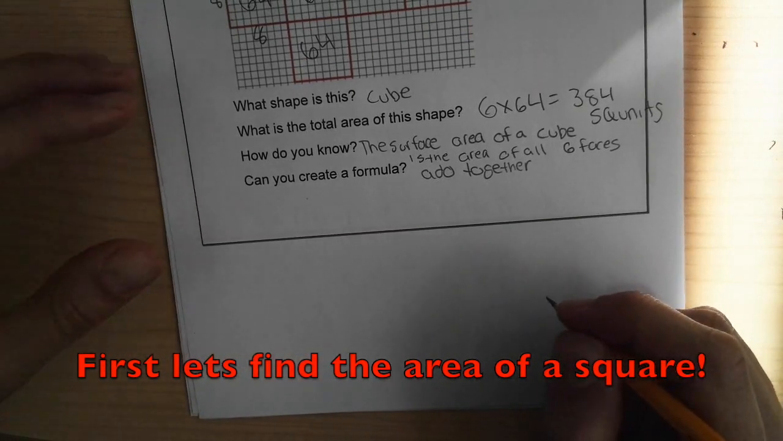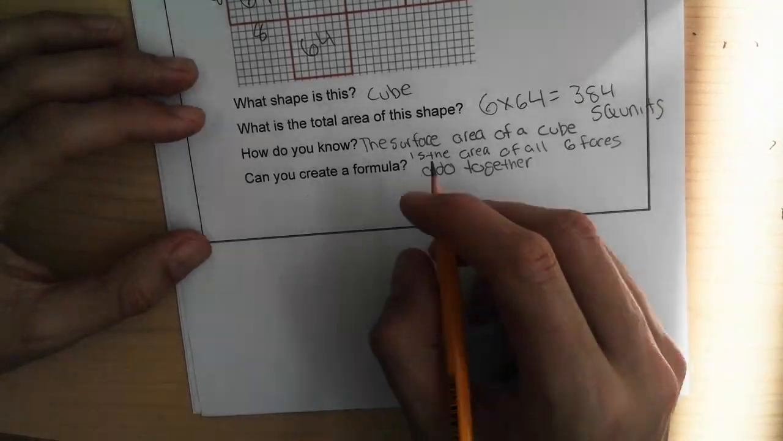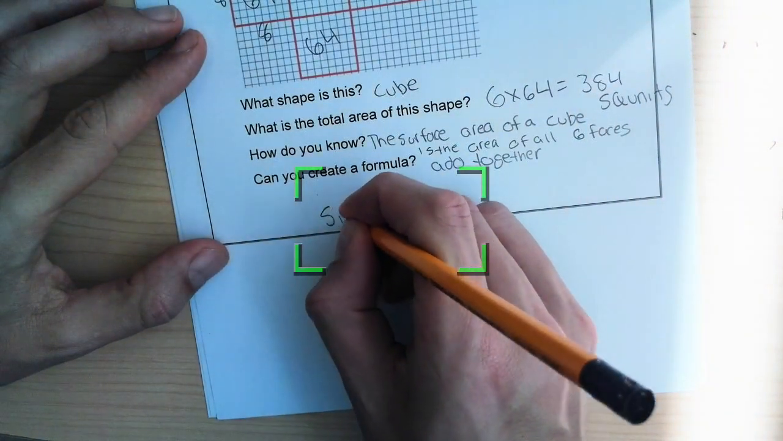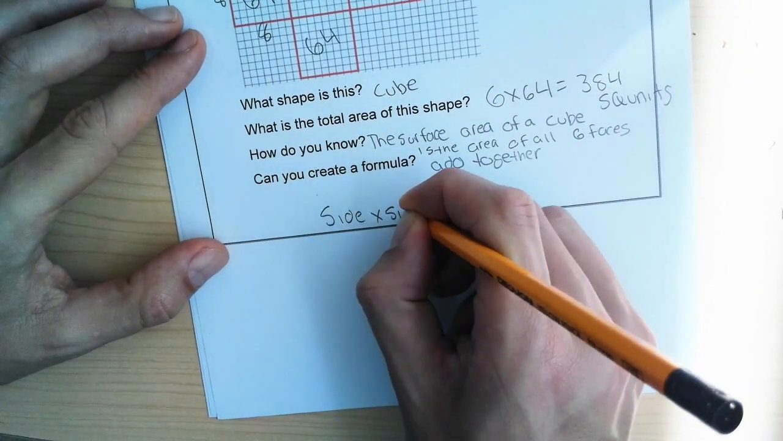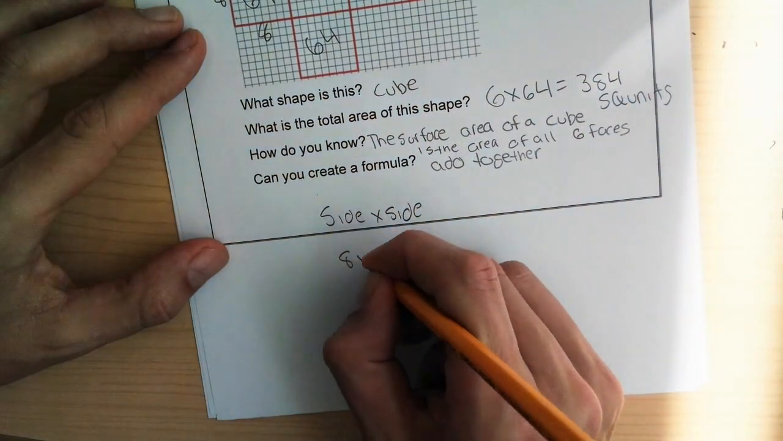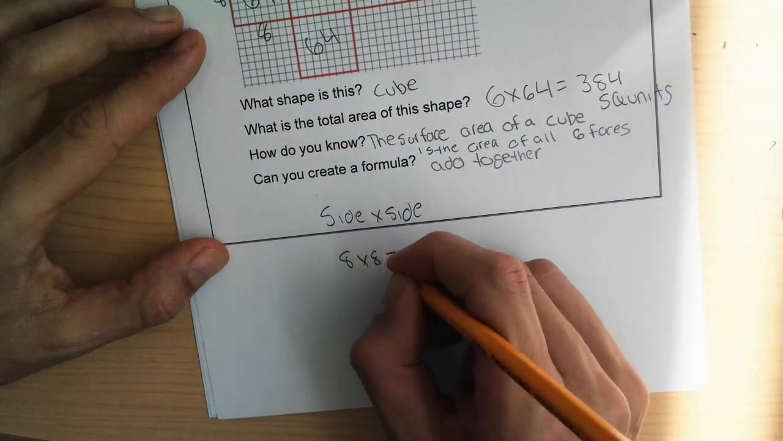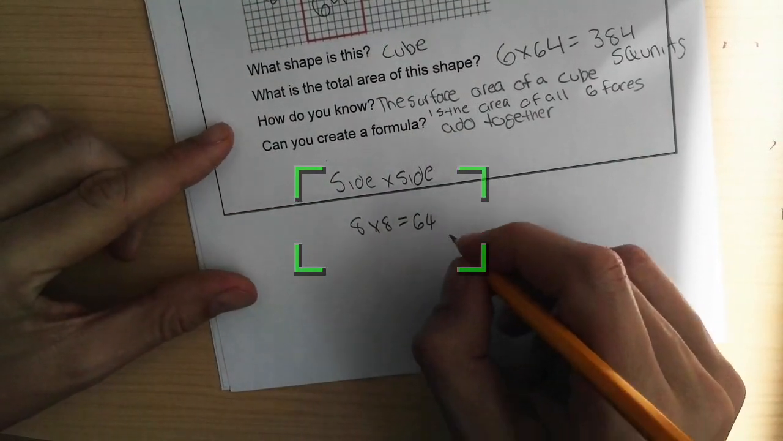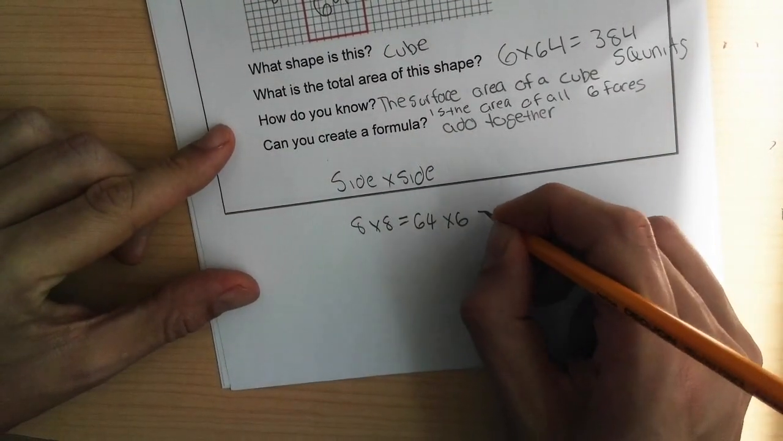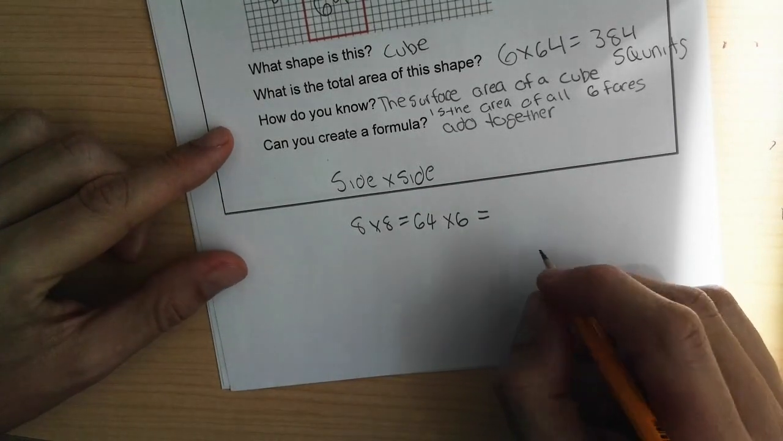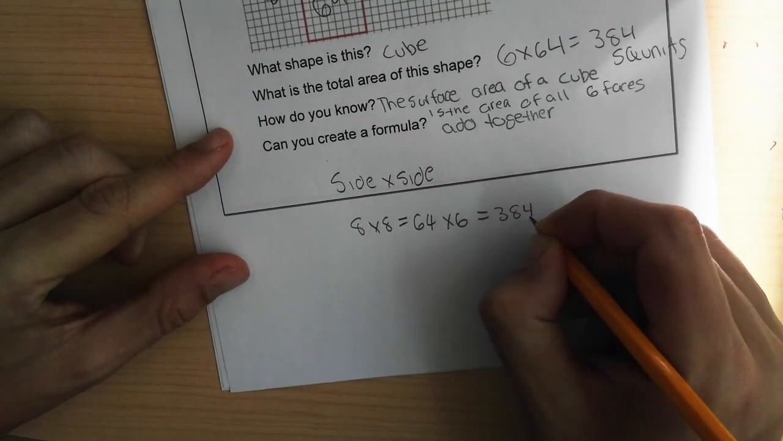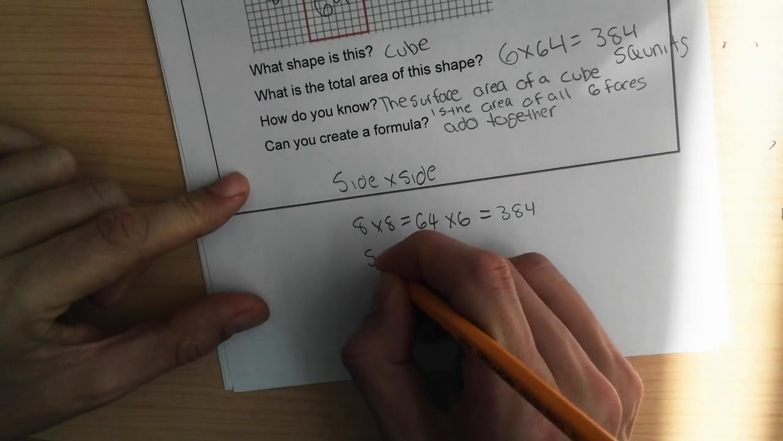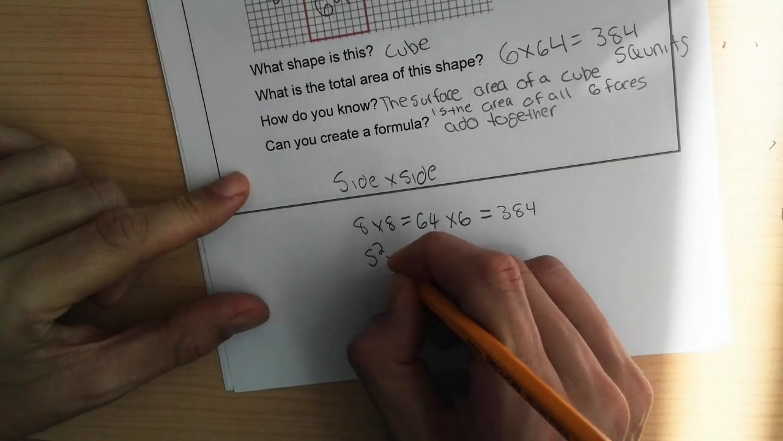The formula for finding the area of a square is side times side. So we can say 8 times 8, which equals 64. And since there are a total of 6, that's how we can come up with 384. So we can say then we have side squared times 6.